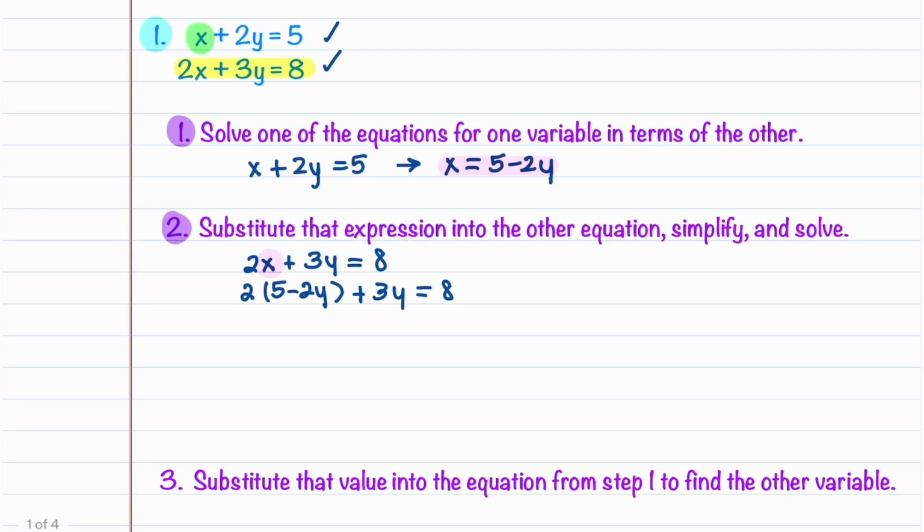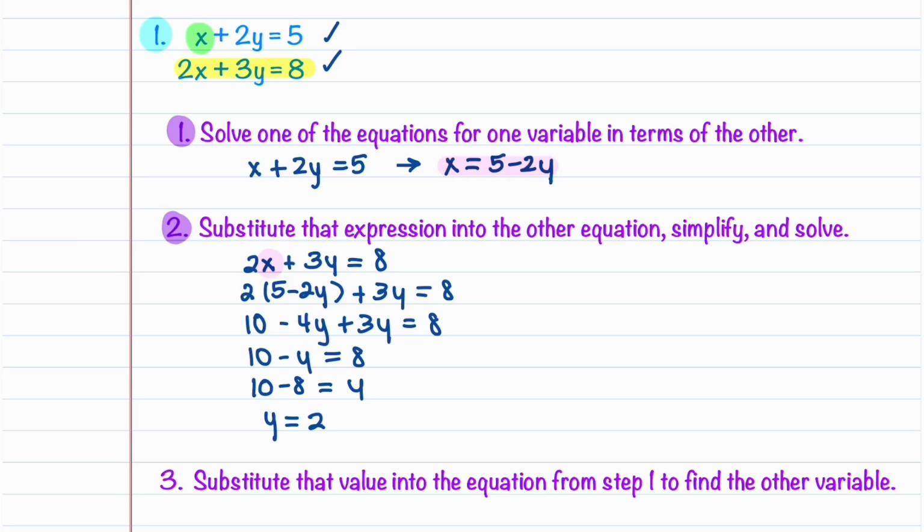Now all we have to do is solve this for y. Let's go ahead and multiply everything out on our left-hand side. We have 10 minus 4y plus 3y is equal to 8. If we combine the y's, this gives us 10 minus y is equal to 8. Let's now move the y to the right, and we'll take the 8 that's on the right and move it to the left. So we have 10 minus 8 is equal to y, and this gives us y is equal to 2. Let's highlight that in green because that is one of our answers.